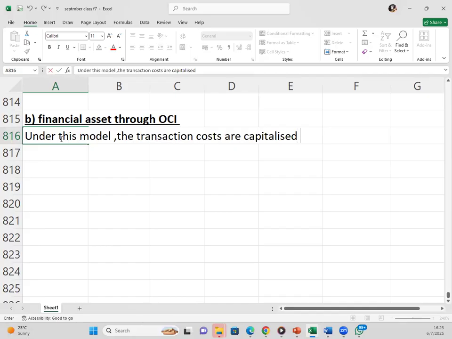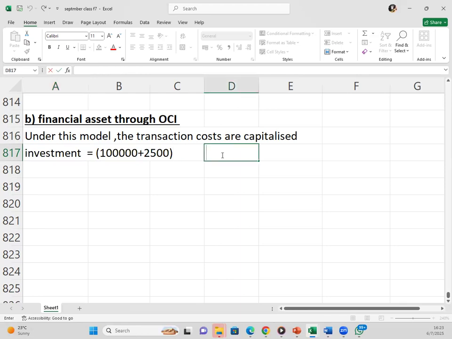So the initial transaction costs are capitalized. It means if you're initially recording your investment, you would say the 100,000 plus the 2.5. So in your investments, you would record investments of 125,000.